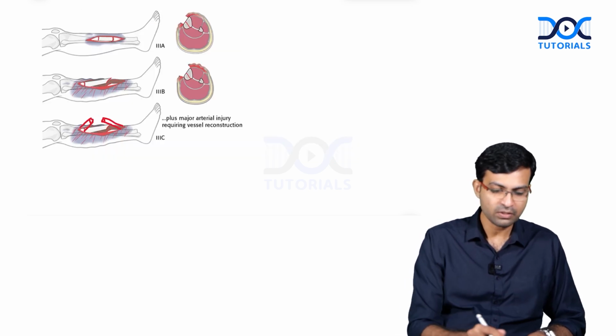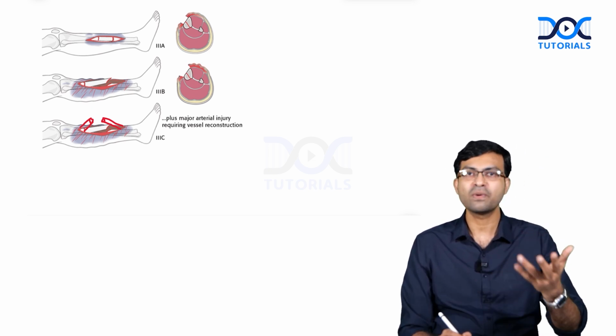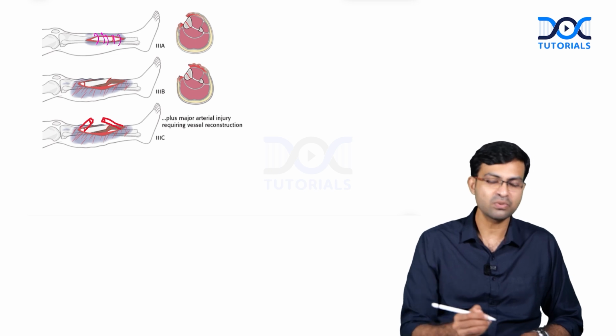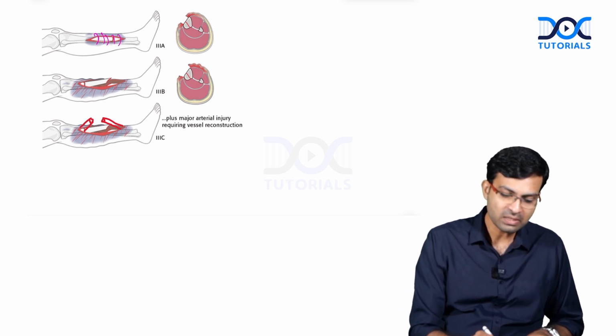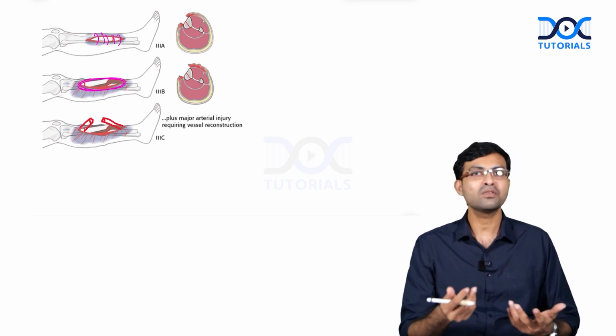So let me tell you. So in type 3A, there is a simple wound which is 11 or 12 centimeter. What you can do is that just put sutures like this. You can just put sutures like this and you can close the wound. That is it. Now, in type 3B, a large part of the skin or soft tissue is missing. The bone is completely exposed. There is nothing to put suture there.